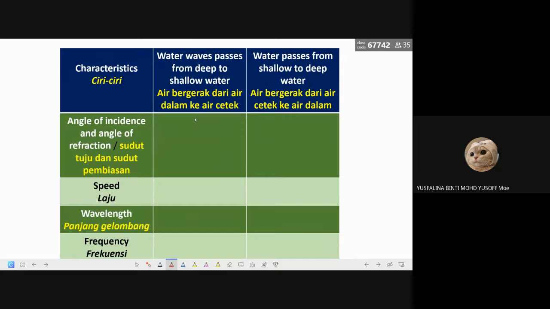Okay, so let's see the angle of incidence, the characteristic. Water wave passes from deep to shallow water. So what happens to the angle of incidence and angle of refraction? I will describe this one. I will draw here. So this is the normal line.